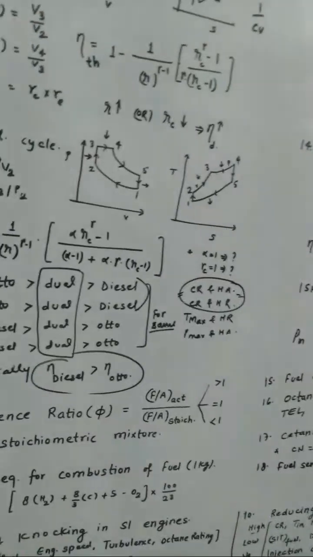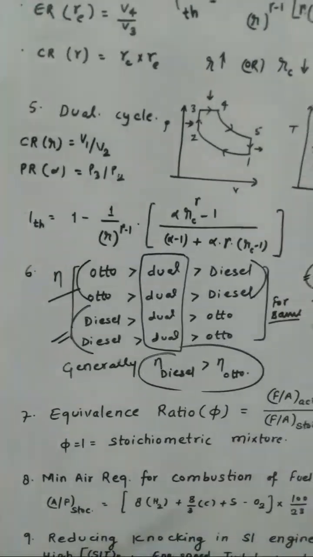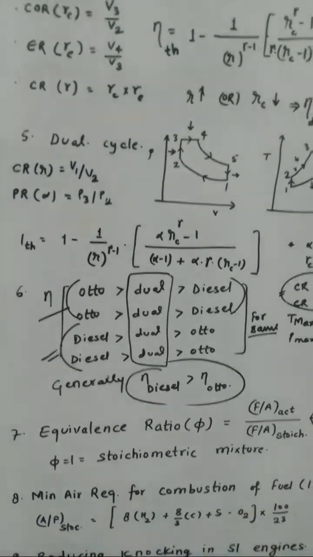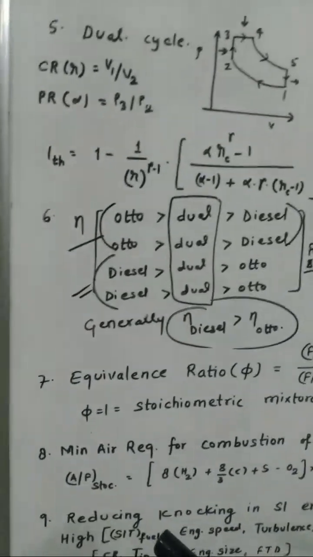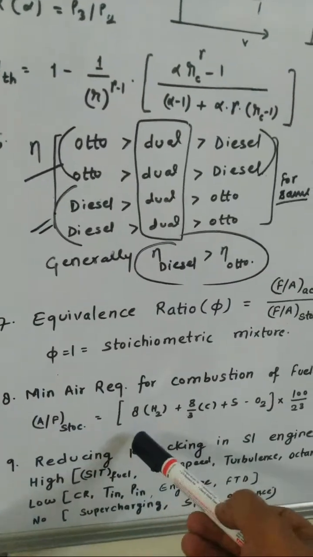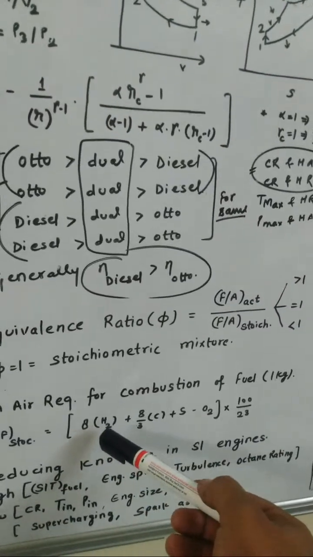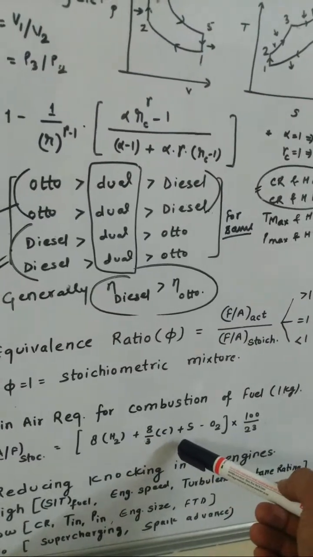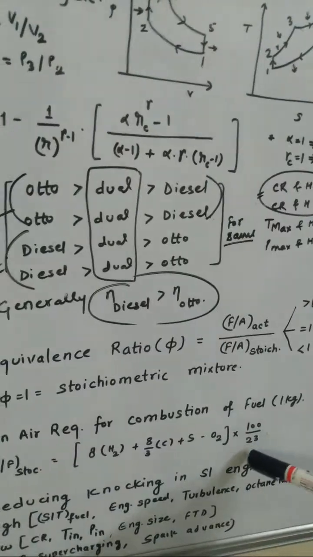Next is the minimum air required for the combustion of the fuel. Just for combustion, how much minimum air is required? So that is the stoichiometric ratio. But we give this in terms of the air to fuel ratio. If you remember, in the course we have seen this formula: 8 into percentage of hydrogen in the fuel, plus percentage of carbon, plus percentage of sulfur, minus percentage of oxygen, multiplied by 100 by 23.